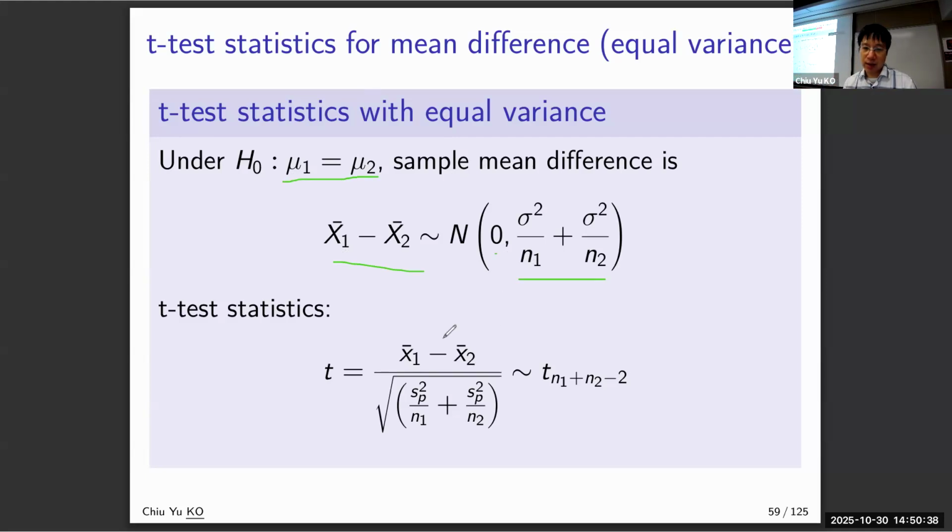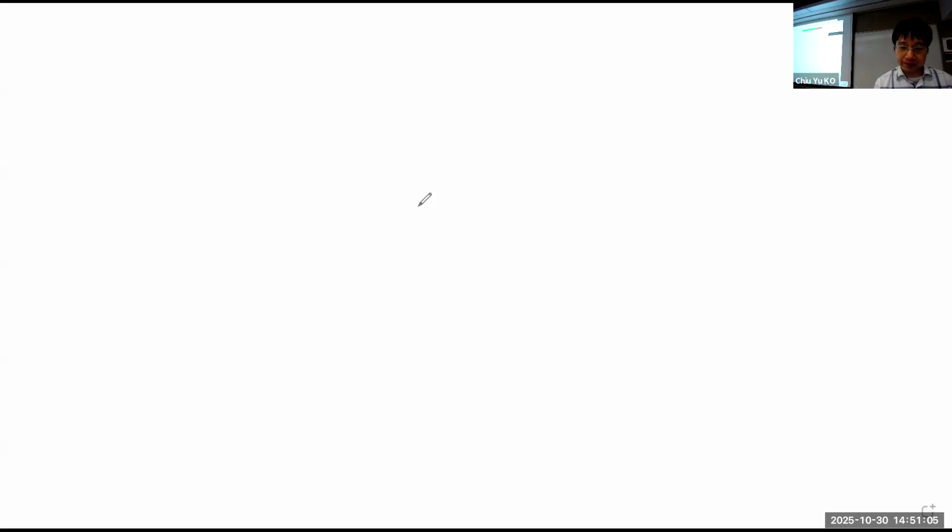And you will see, because of this, you take the difference minus 0, which means 0, and over the square root of this, which we replace by the estimate, it is t. Let me draw a picture to show you what I'm doing.